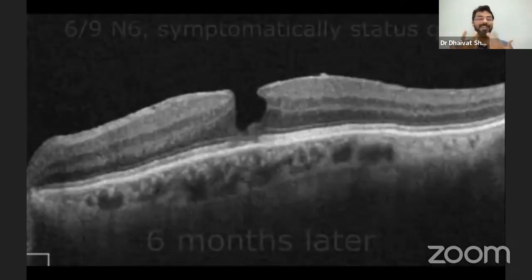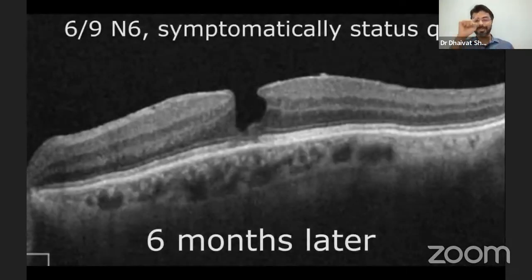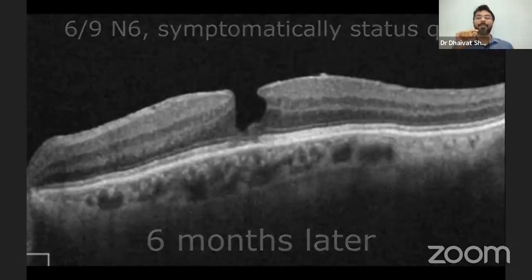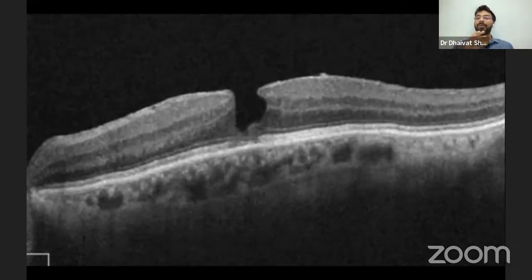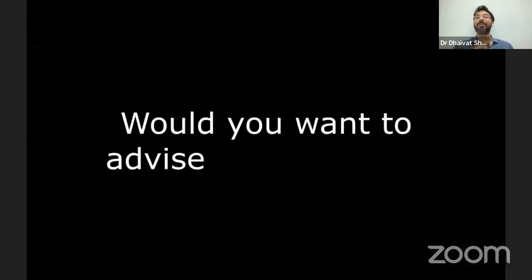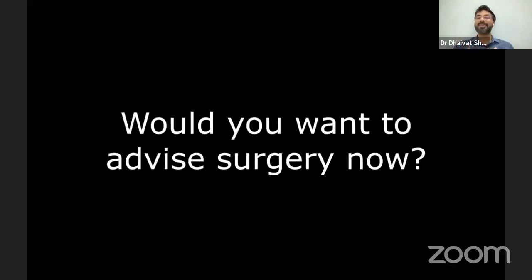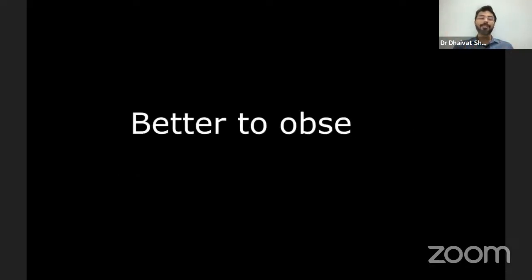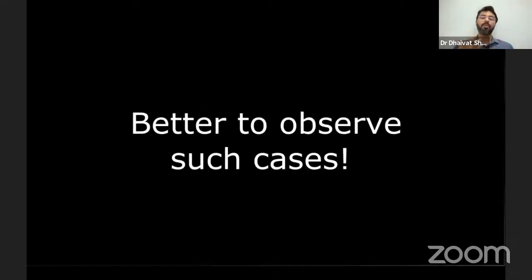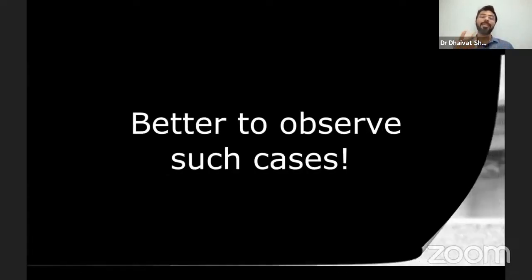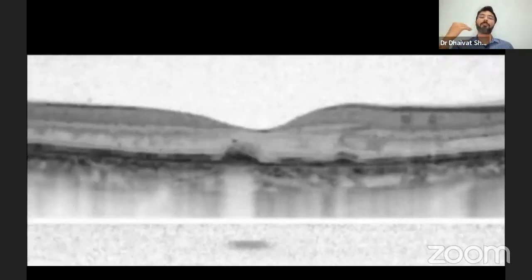And to my surprise, after 7-8 months, when he came back, there was a formation of an early lamellar macular hole. But here also, the outer retina is intact and the patient is still not complaining. So would you really want to advise a surgery? The hole is progressing. The patient is 6/9, N6, and he's not complaining at all. So I personally don't tend to operate these cases, but I keep them under close follow-up. And I tell the patient that it is very important to keep on observing such things, because if it worsens over a period of time, you might need a surgery for the same.